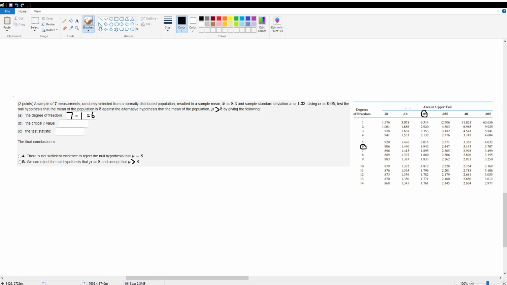So with that, as you can see, the intersection of these two is 1.943. So we get our critical value, which will be positive, of 1.943.